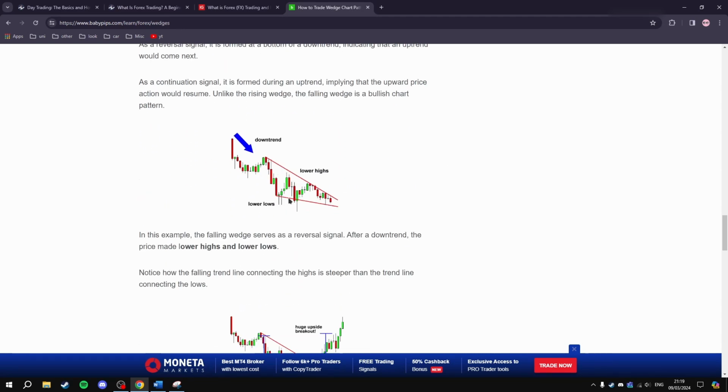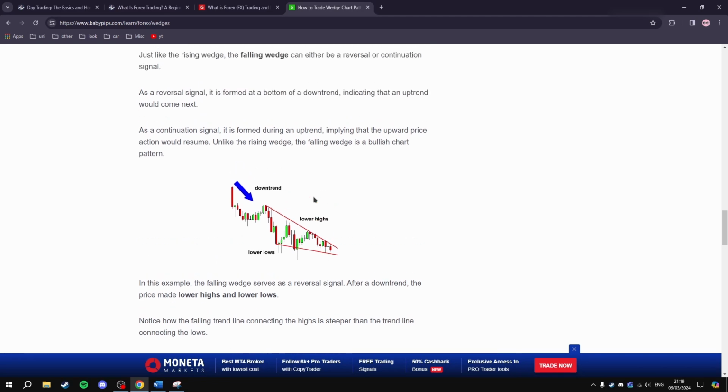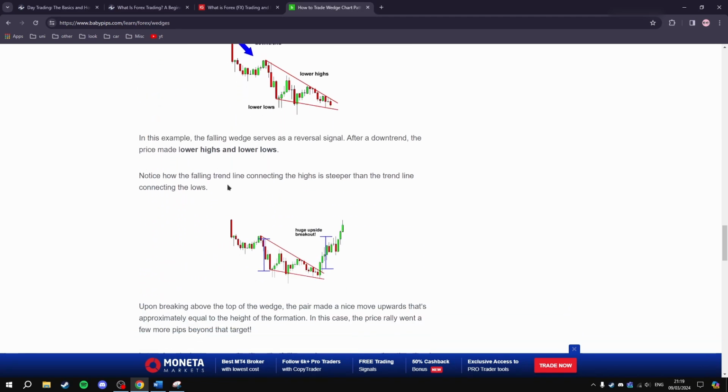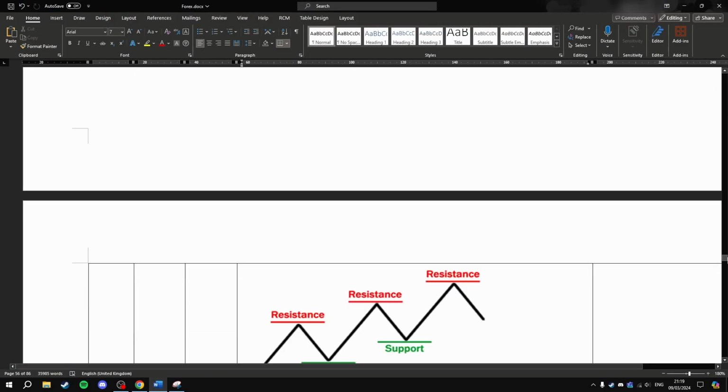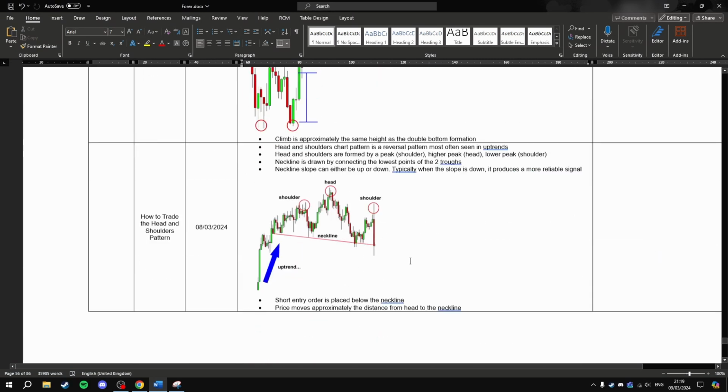Lower low, so the low price of each candle is becoming increasingly lower because it's a negative slope here, so it's going downwards. Right, okay. Okay, right, I get it now. I get it.